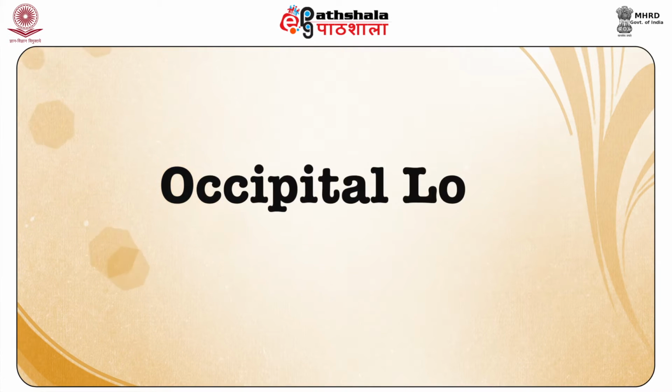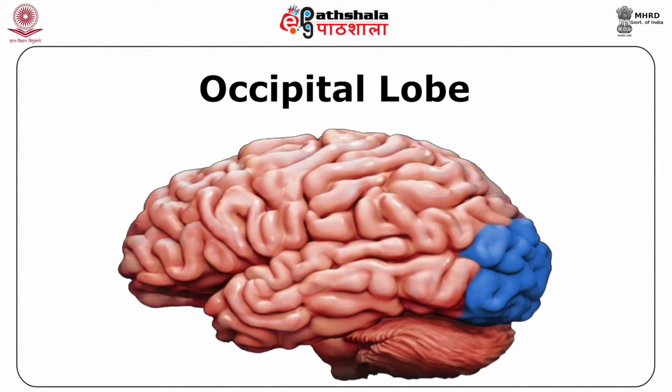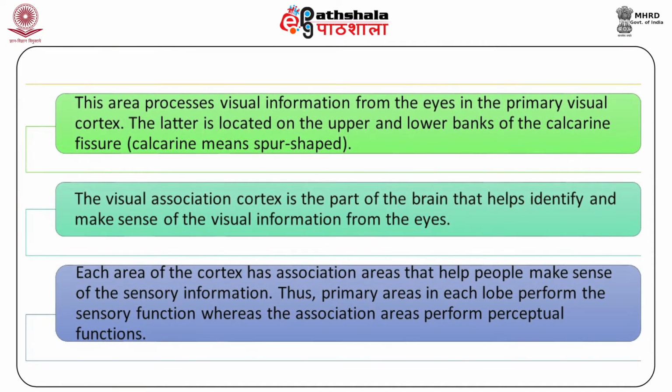Let us now study the first lobe, that is the occipital lobe. At the base of the cortex towards the back of the brain is the area known as the occipital lobe. The word occipital means rear of the head. This area processes visual information from the eyes in the primary visual cortex. The latter is located on the upper and the lower banks of the calcarine fissure. Calcarine means spur-shaped. The visual association cortex is the part of the brain that helps identify and make sense of the visual information from the eyes.